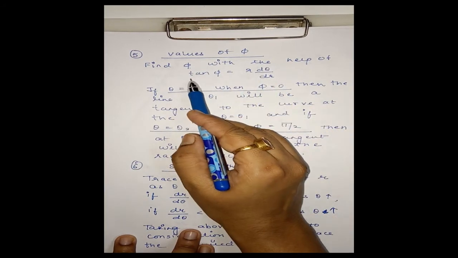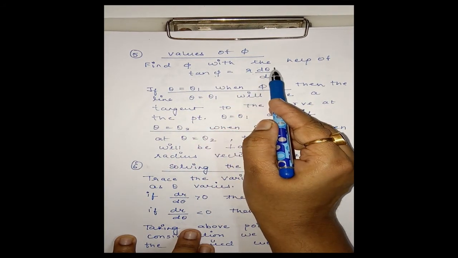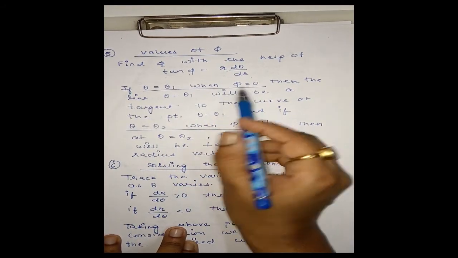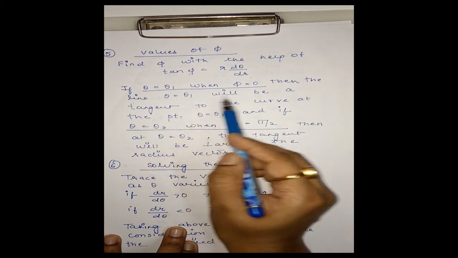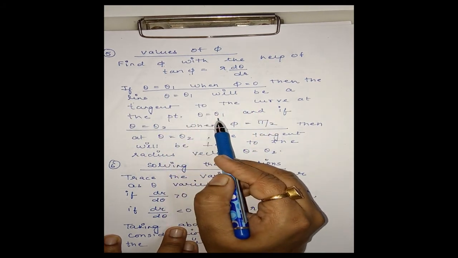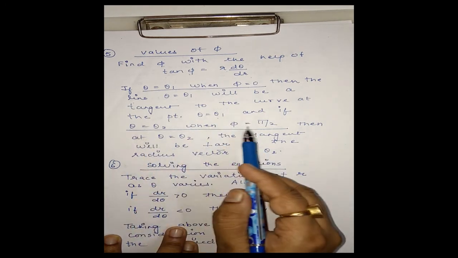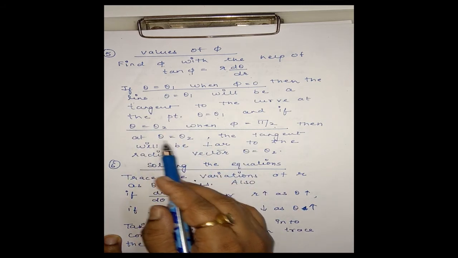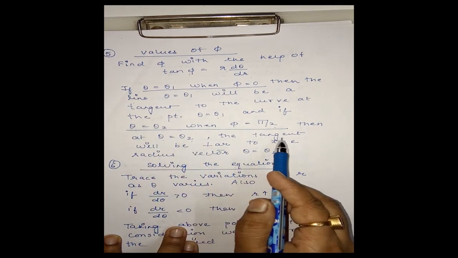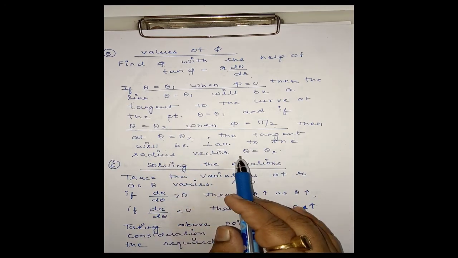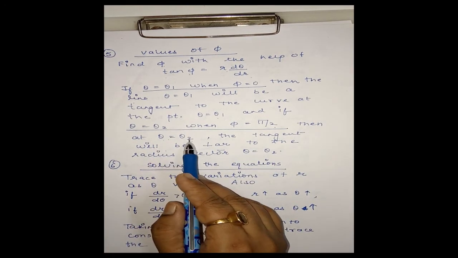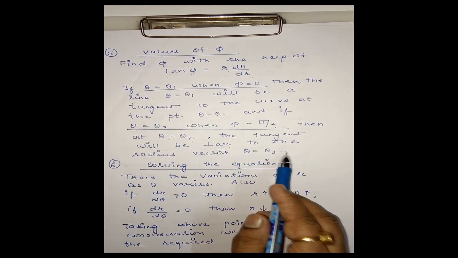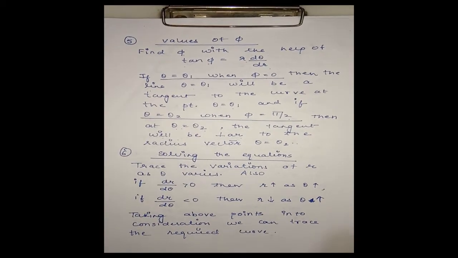Find phi with the help of tan phi is equal to r d theta by dr. If theta is equal to theta 1 when phi is equal to 0, then the line theta is equal to theta 1 will be a tangent to the curve at the point theta is equal to theta 1. And if when phi is pi by 2, theta is theta 2, then in that case the line theta is equal to theta 2 will be a tangent perpendicular to the radius vector. Then at this point theta is equal to theta 2, the tangent will be perpendicular to the radius vector theta is equal to theta 2. This will be clear with the help of examples.